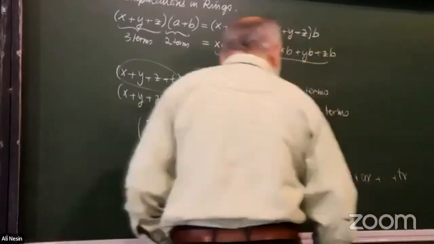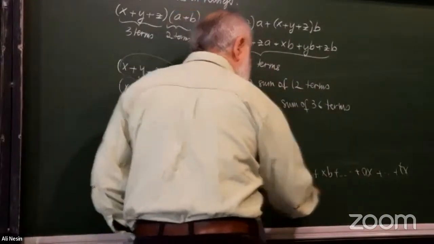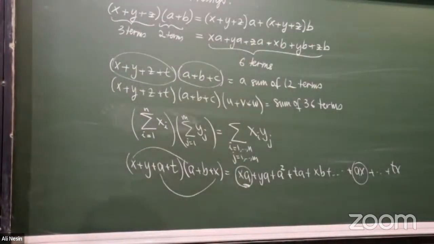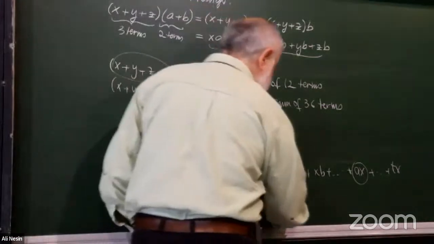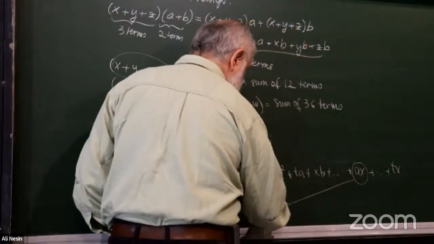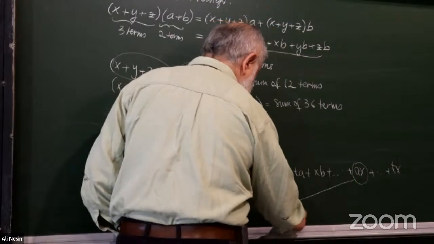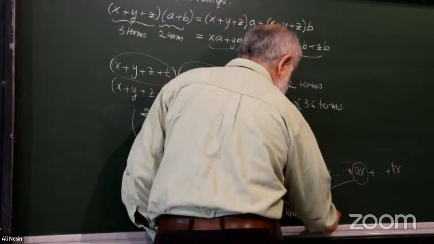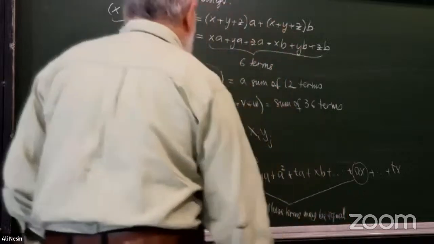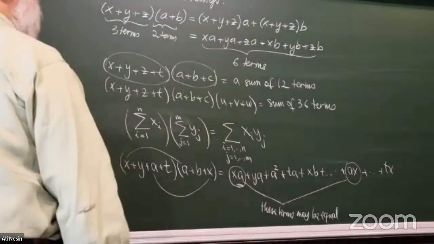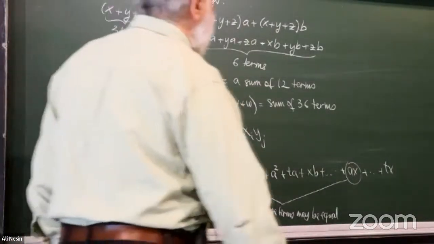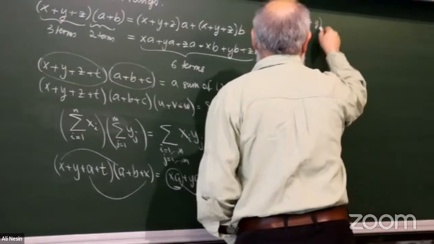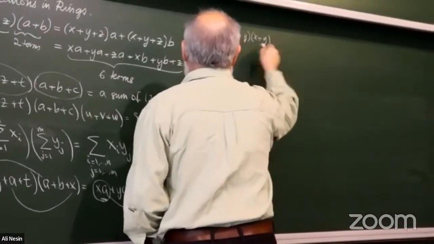You see, this term and this term, normally we cannot say that they are equal, but they may be equal. They are not necessarily equal, but they may be equal. In a commutative ring, they are equal. For example, let us do x plus y times x plus y. In other words, x plus y squared.